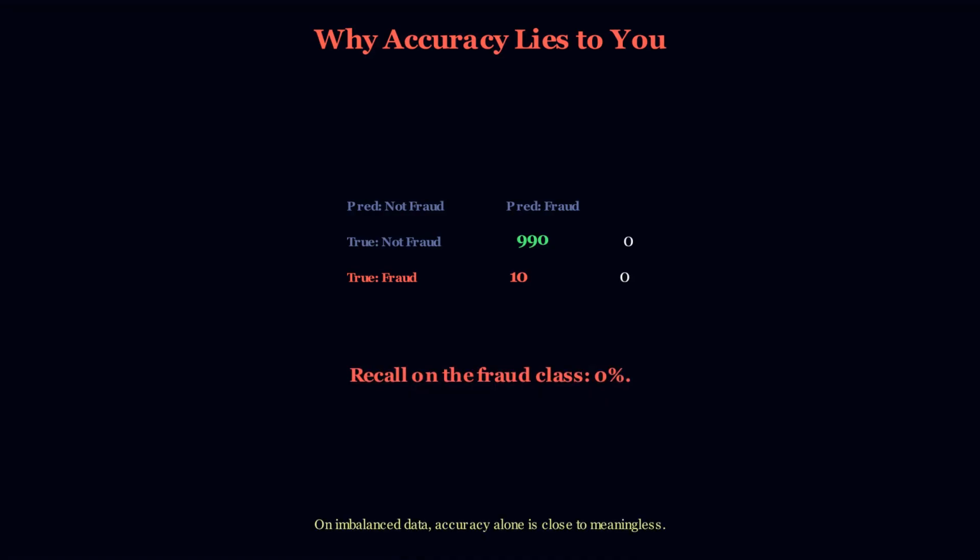Look at the confusion matrix behind that 99%. 990 true negatives. 0 true positives. Recall on the fraud class, 0%. Accuracy rewards the majority class and ignores the minority entirely. On imbalanced data, accuracy is close to meaningless on its own.